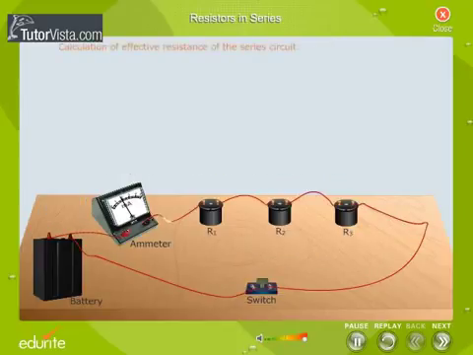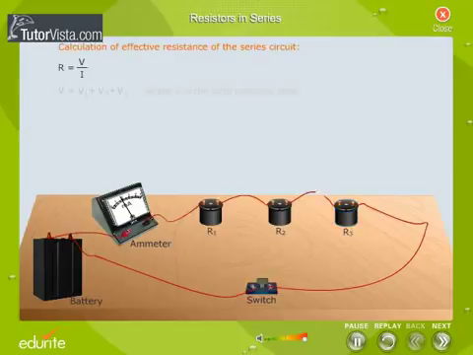Let us now calculate the effective resistance of the circuit using Ohm's law. Mathematical representation of Ohm's law is R is equal to V by I. In a series circuit, the potential drop across each resistor varies. Hence, we calculate the potential drops V1, V2 and V3 across the resistors R1, R2 and R3 respectively.